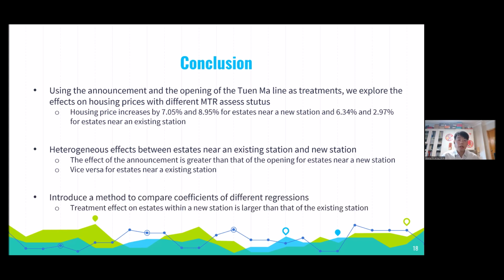Finally, we introduce a method such that we can compare the coefficients of different regressions. We put them together, and we are able to find that the treatment effect on estates near a new station is greater than that of an existing station. So this is the end of my presentation.